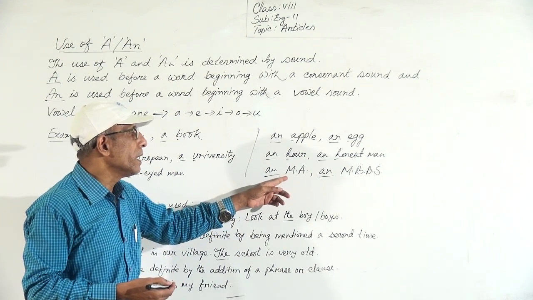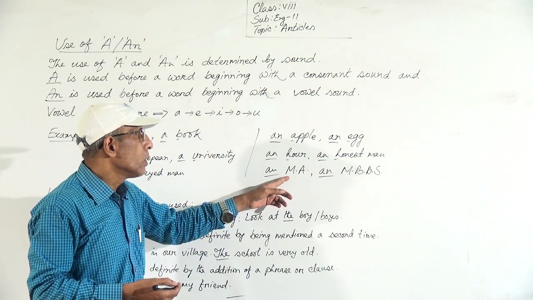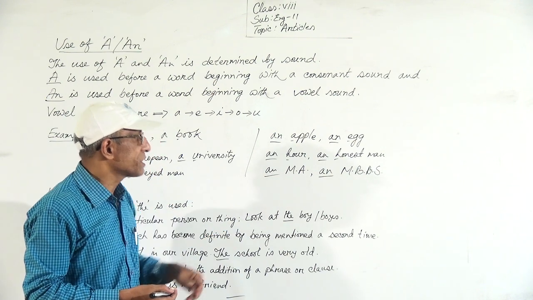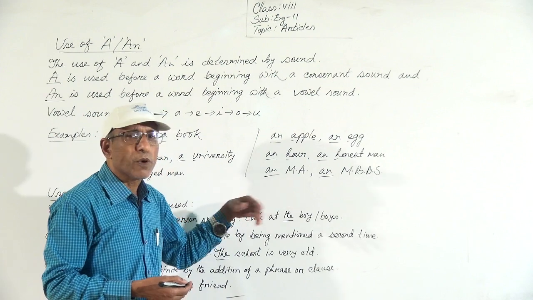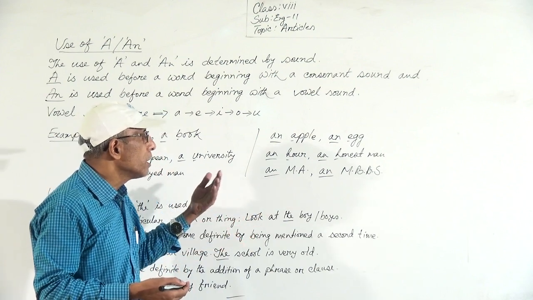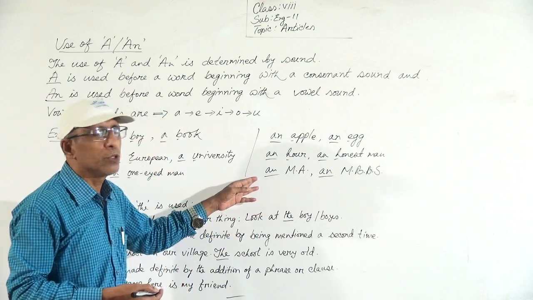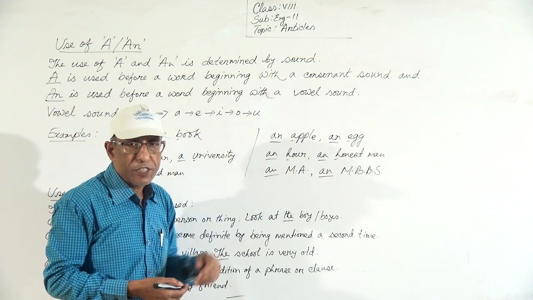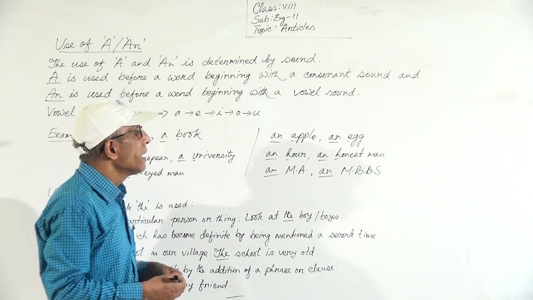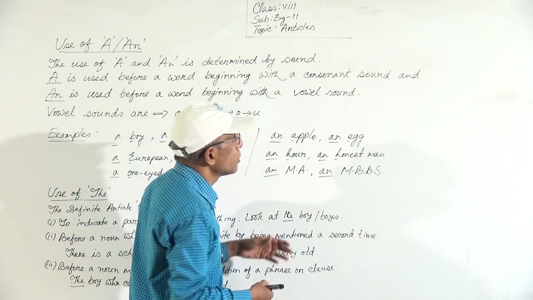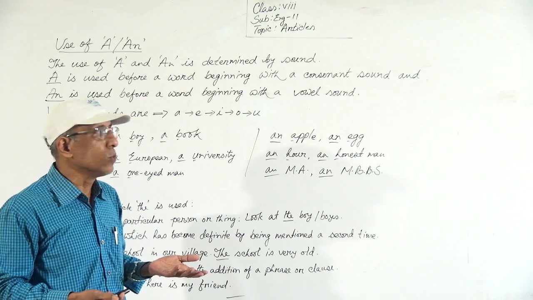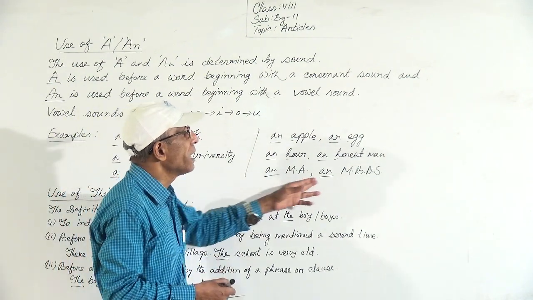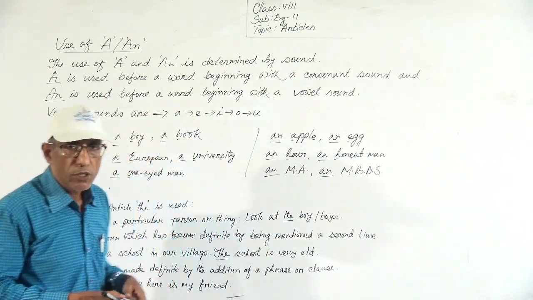When you pronounce MN, you have to use a vowel sound. So you have to use AN before MN. And MBBS also. To pronounce MBBS, you have to use a vowel sound. As there is a vowel sound, so you have to use AN before MBBS.